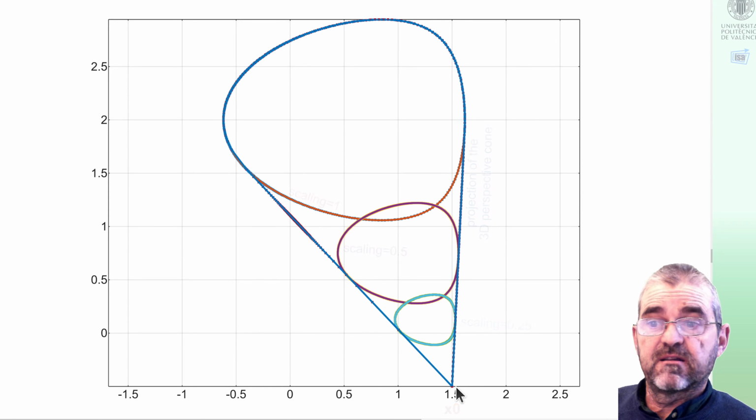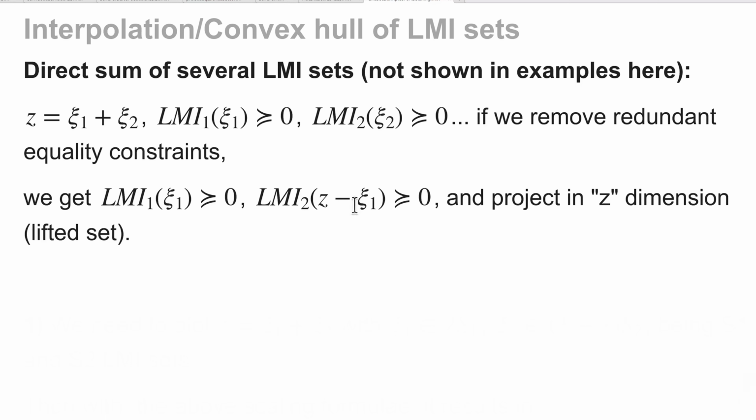Yes, indeed, we can. If we recall what is the direct sum of 2 LMI sets, then if chi1 belongs to LMI set 1 and chi2 belongs to LMI set 2, and z is the sum of those things, then the feasible points z, chi1 and chi2 of these conditions define the direct sum of the LMI sets. But okay, we can eliminate chi2, get these two LMIs. So projecting onto the z dimensions, we will get the direct sum.